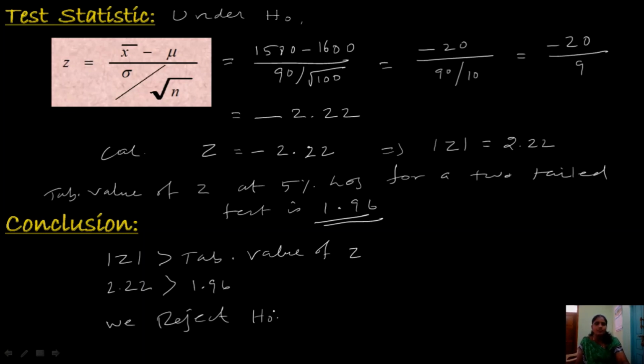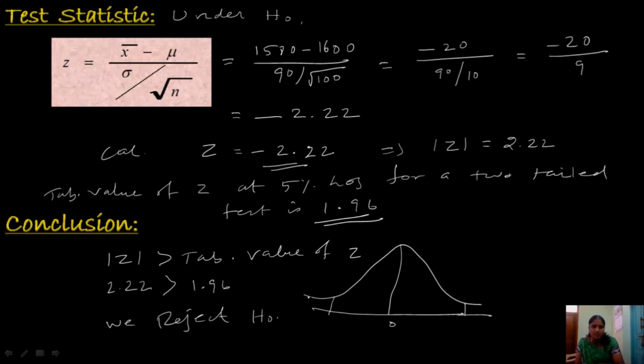And just show you how it is rejected, how the value of Z falls in the rejection region. This is a standard normal curve. So center point 0. You get the value minus 2.2. Here the level of significance is 5% and we have followed a two-tailed test. So the rejection region falls in two tails of the normal curve. So that is 0.025 to the left hand side and also 0.025 to the right hand side, isn't it?